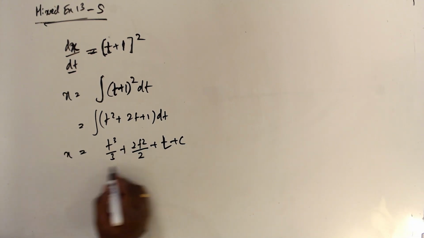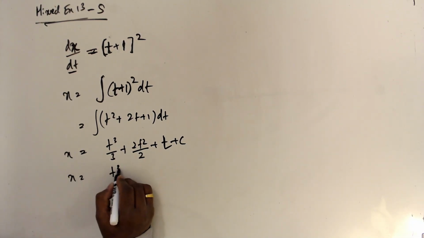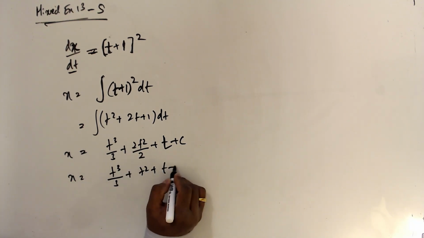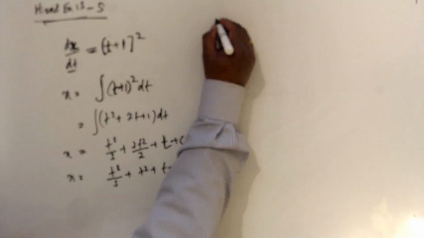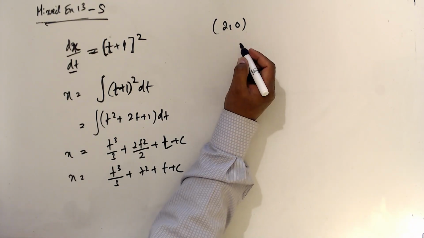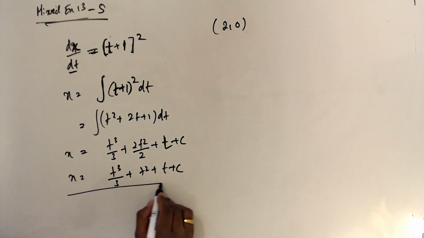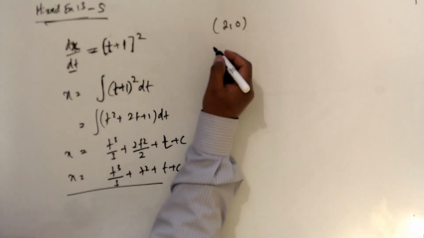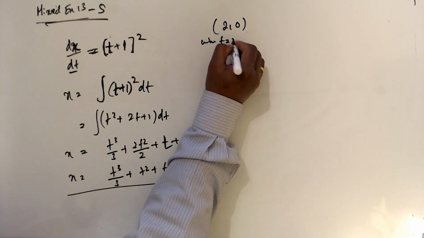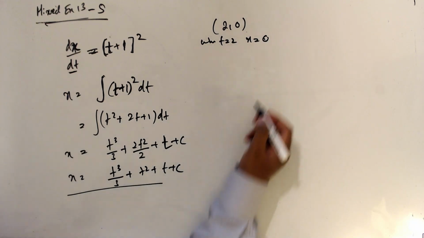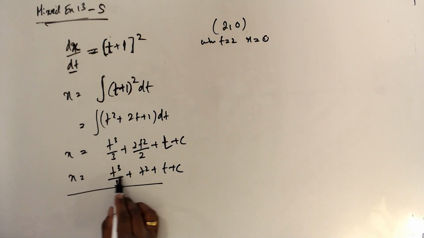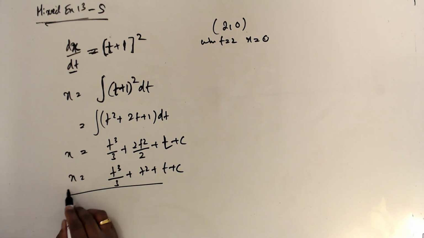Now we need to find c. Okay, I'll simplify one more step. x equals t cubed over 3 plus, this cancels out, t squared plus t plus c. Now they have given a coordinate (2, 0). This curve is going through (2, 0), or when t equals 2, x equals 0. We'll substitute now. So when you put t equals 2, this x value has to be 0.